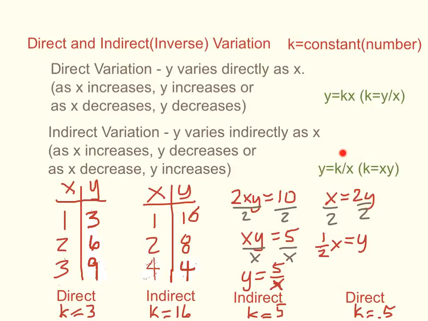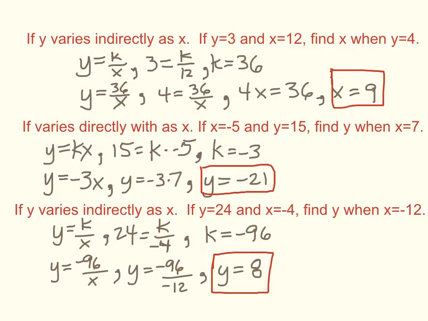The constant is in the numerator and the x is in the denominator. Here, this is an example of direct variation. In this case, x equals 2 times y. Divide both sides by 2, and y would equal 1/2 x. So the slope, if you will, would be 1/2, and the constant would be 1/2, or 0.5.